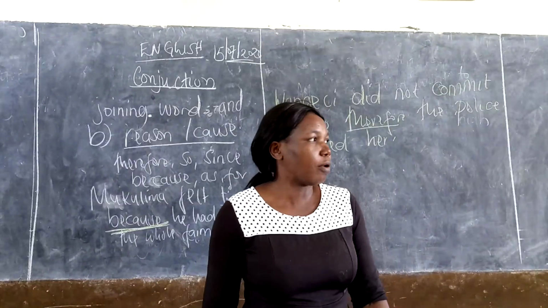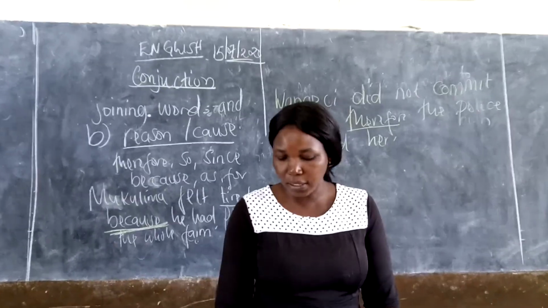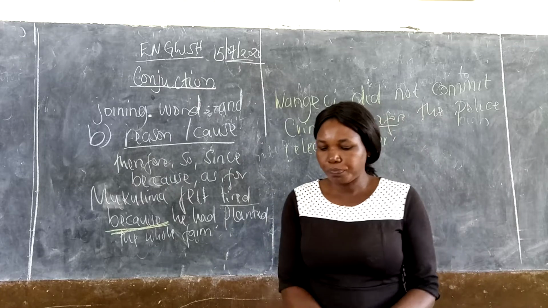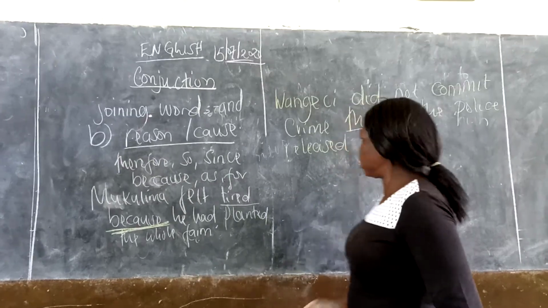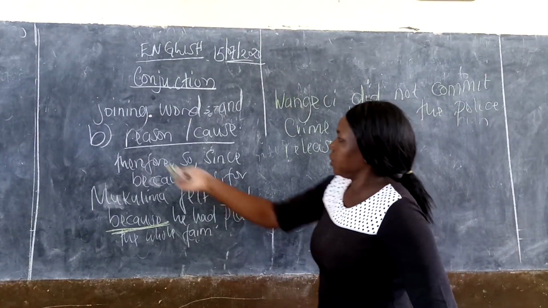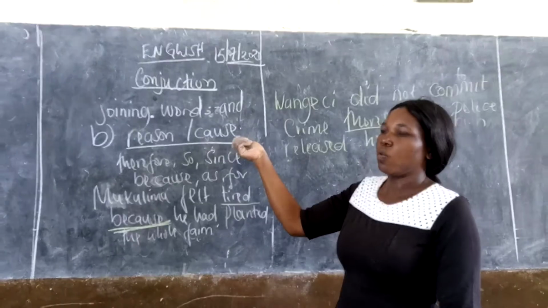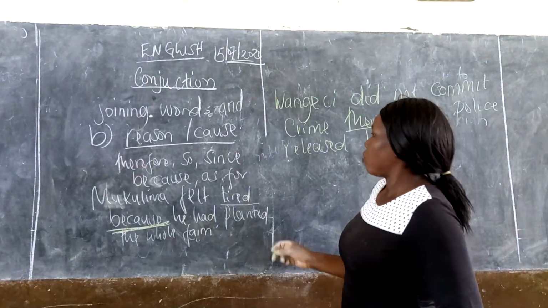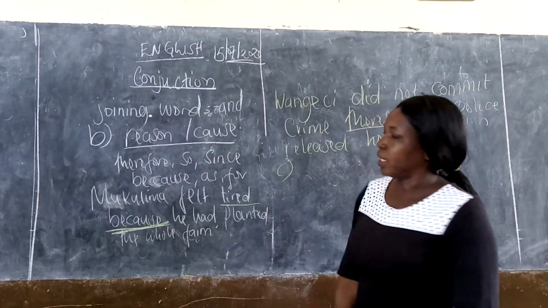That is another type of conjunction. We also have another conjunction. Here, this is the reason or cause. Why did something happen? We are giving a reason. Now, we got another type of conjunction here.